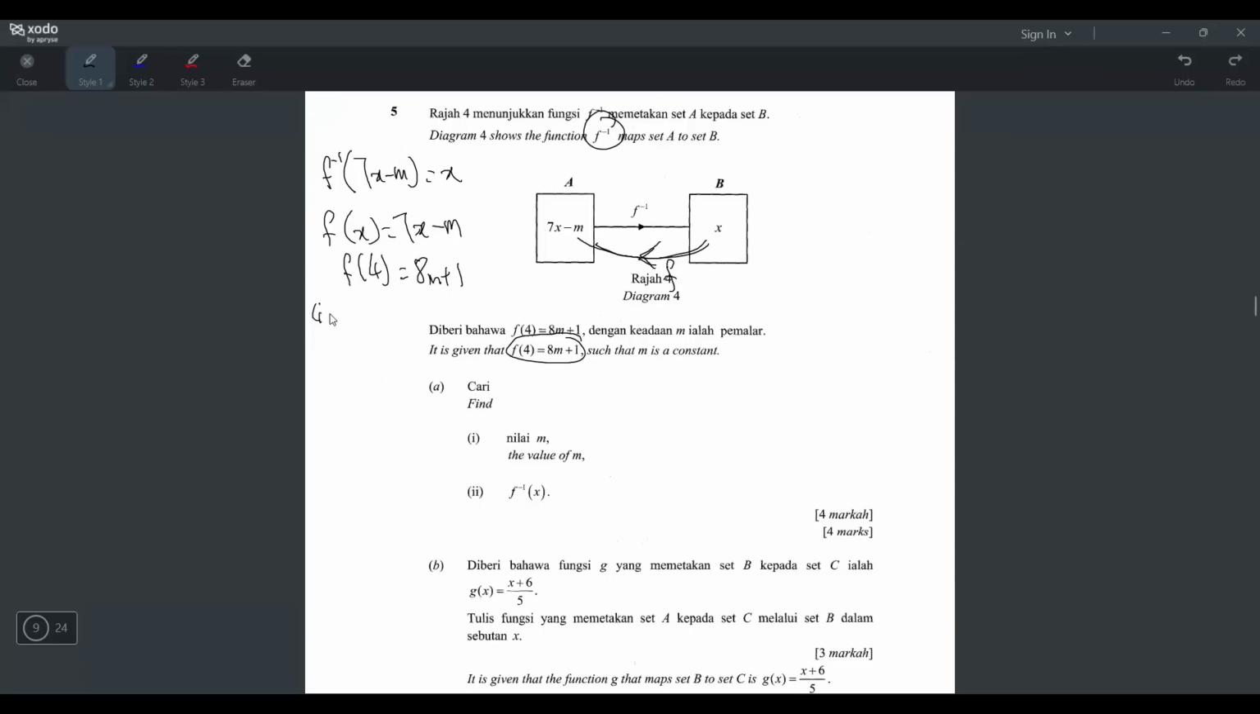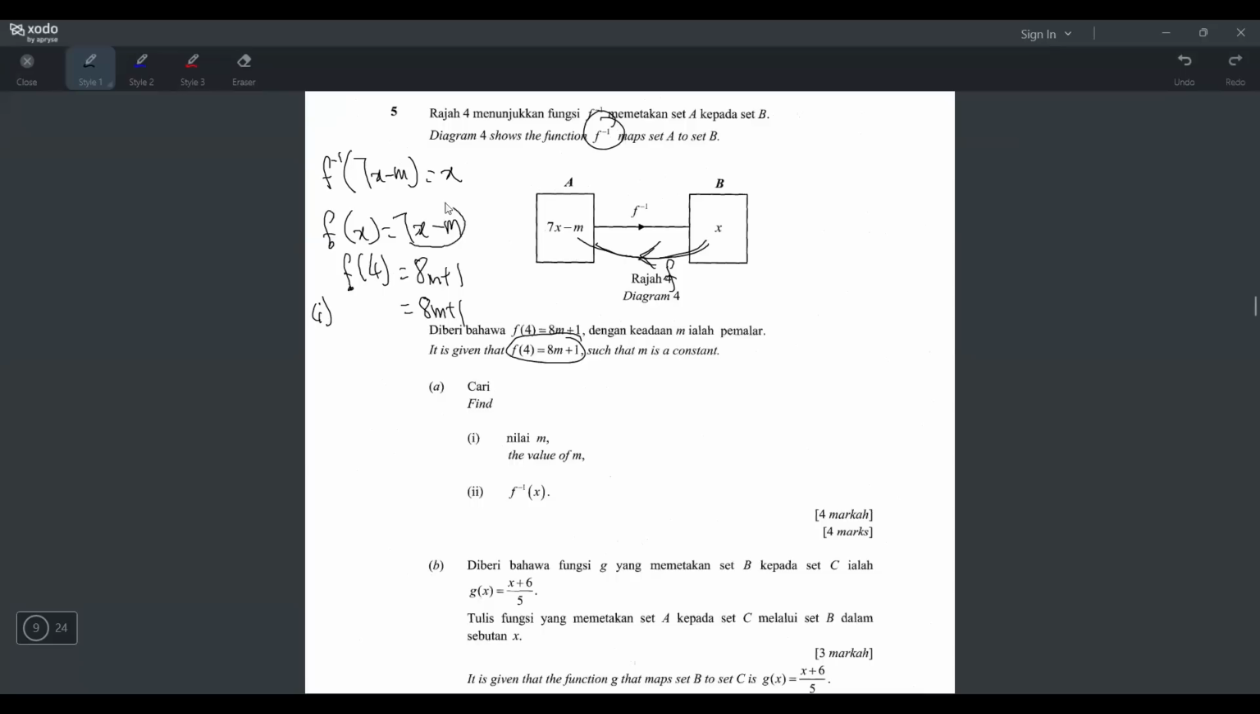So very easy. First of all, the 8m plus 1, don't do anything. This is the answer. The 8m plus 1 is the answer. So this one you just leave it at the back. Don't do anything. And then the f(4), you use f(x) to do f(4). So this is f, this is also f, so they are the same function.